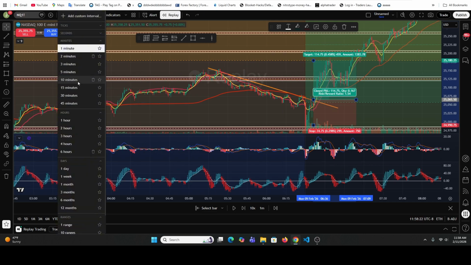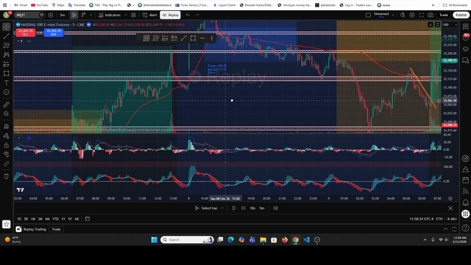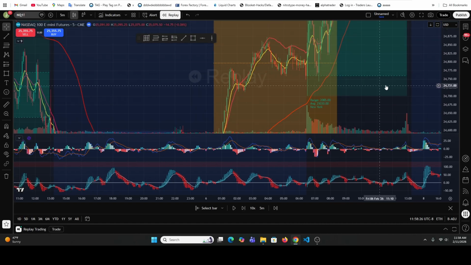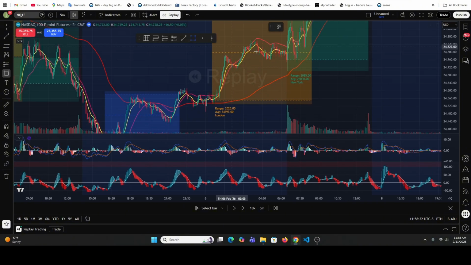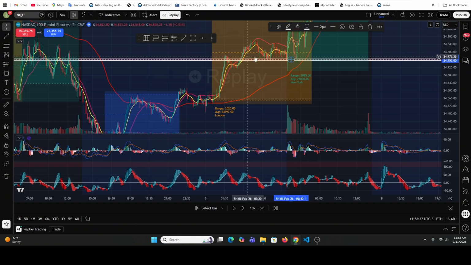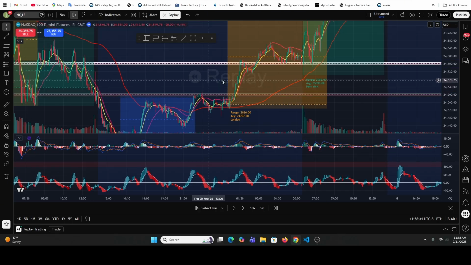Okay, let's go back to our 5-minute and let's look at another example. Let's clear everything off of the chart. Okay, let's look at consolidation points here. Remember, we don't know what's going to happen at New York. The only thing we know right now is what's happened during London session and Asian session. So we're looking at consolidation points.